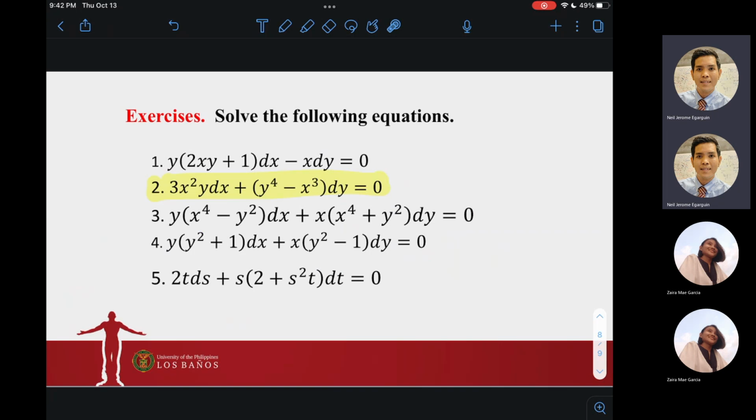Ano nga bang call time namin? Susunduin nila ako sa bahay ng 7. So starting from 7, sa Batangas lang naman kami. So siguro 2 hours or 3 hours yung biyahe. So siguro by 9 nag-start na yung program. So baka hindi ako makapag-participate with you.